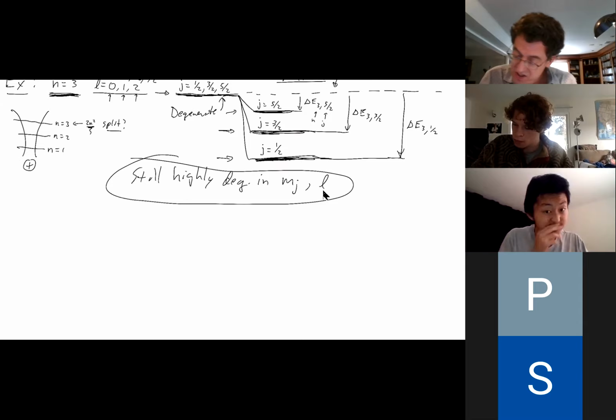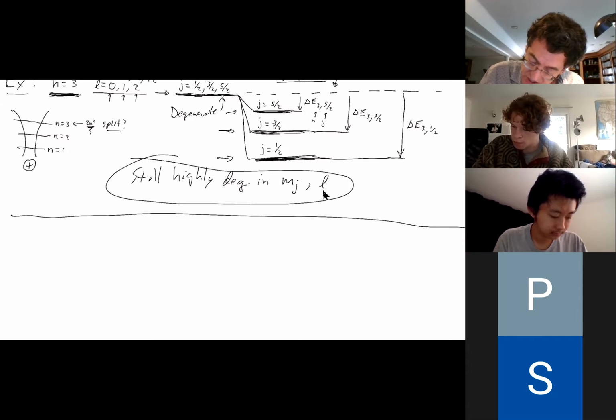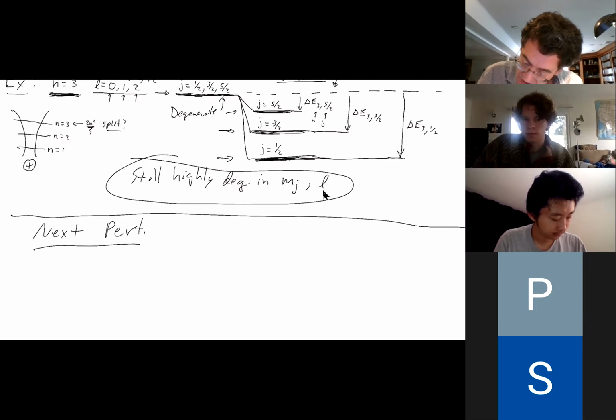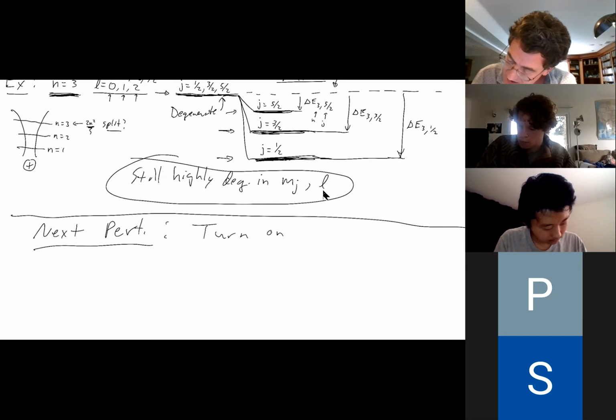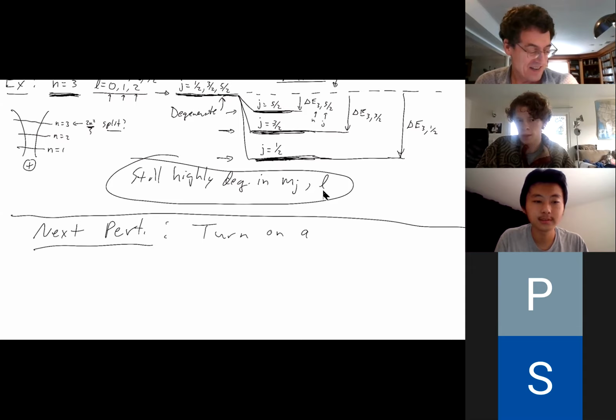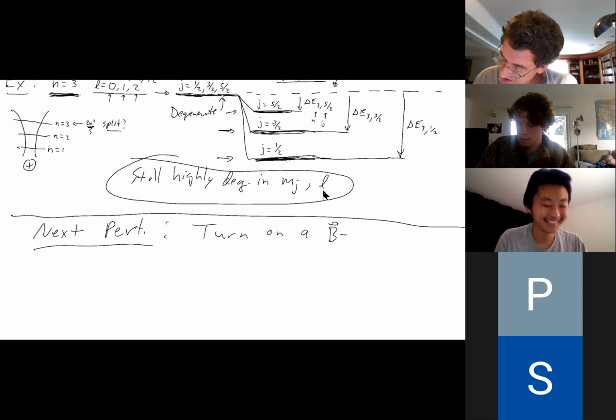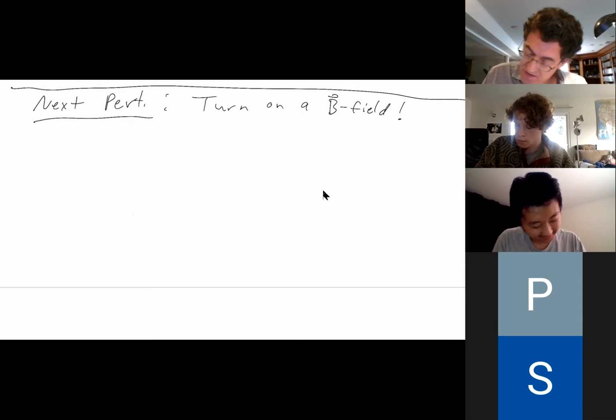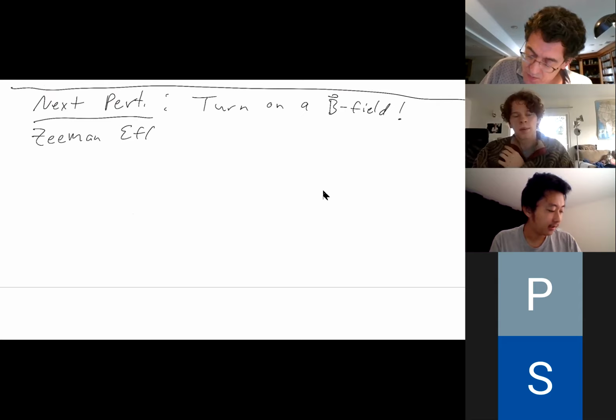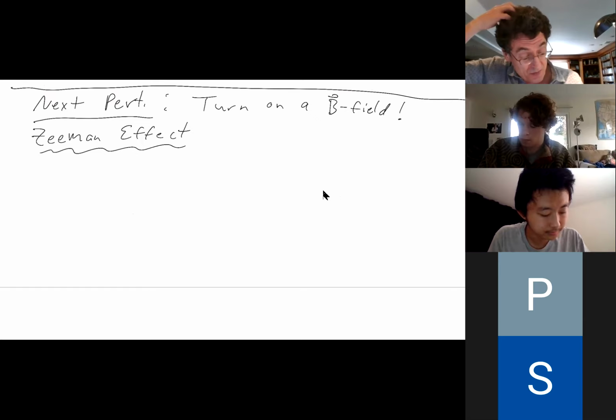So that's it for fine structure. Now it's time for the next perturbation. Can you guess? We're going to turn on a what? Magnetic field. Exactly. Let's turn on a B field. And this is called the Zeeman effect. It's pretty simple. I want you to see it's a very physical thing, because you can just imagine these old timers way back, more than 100 years ago.